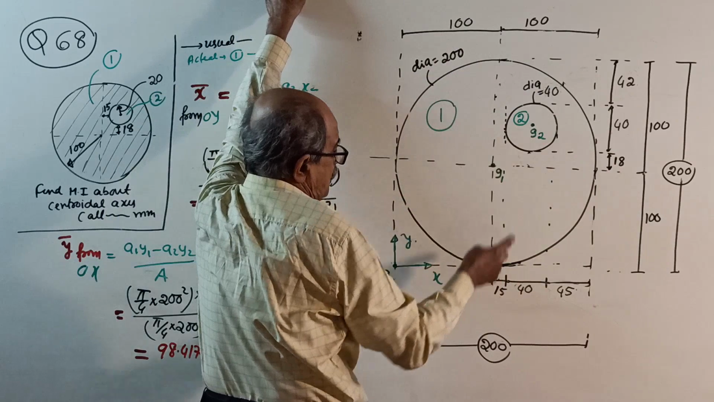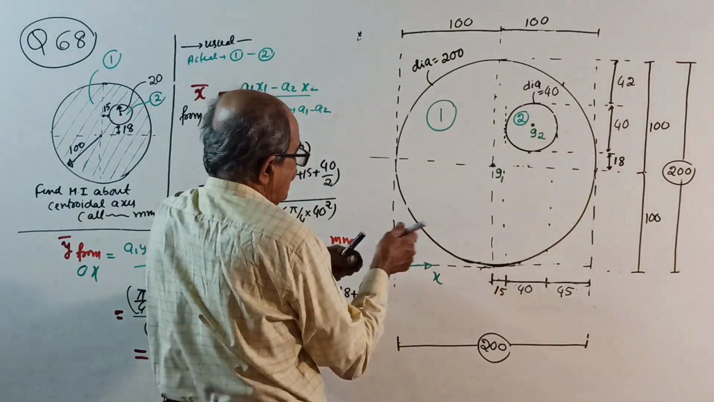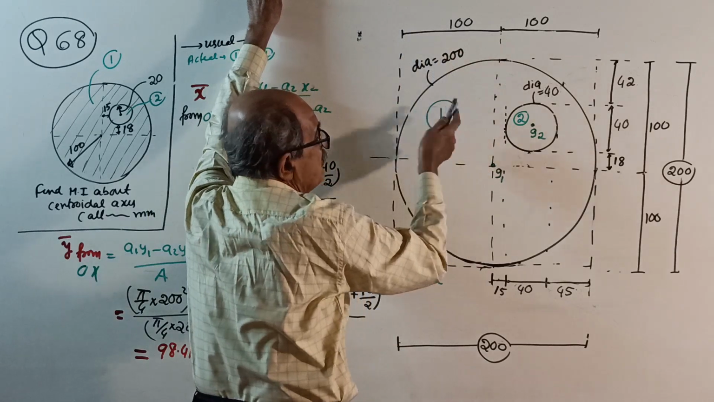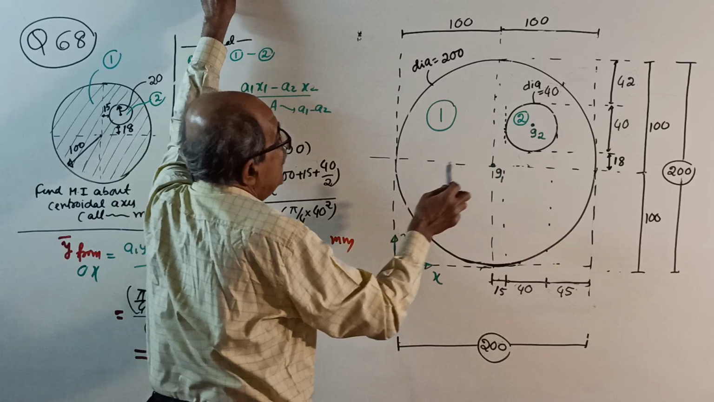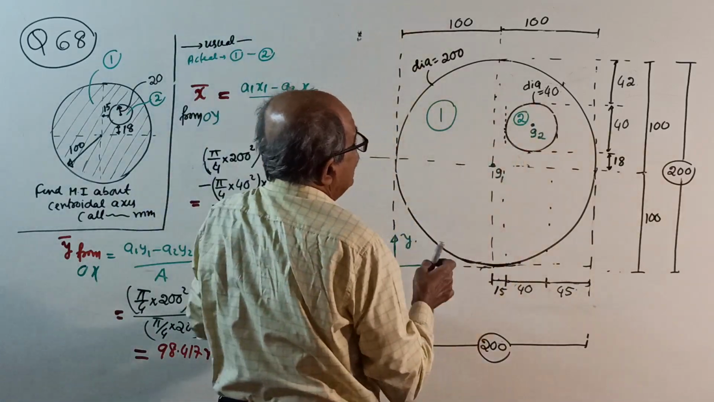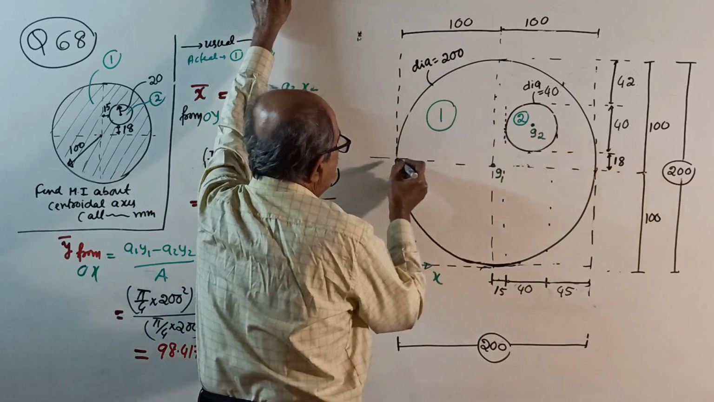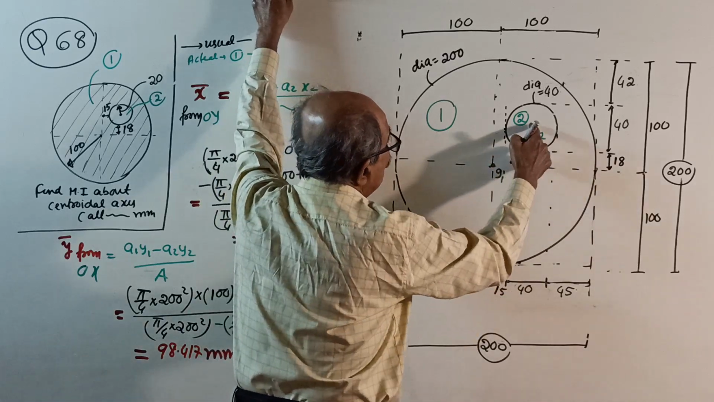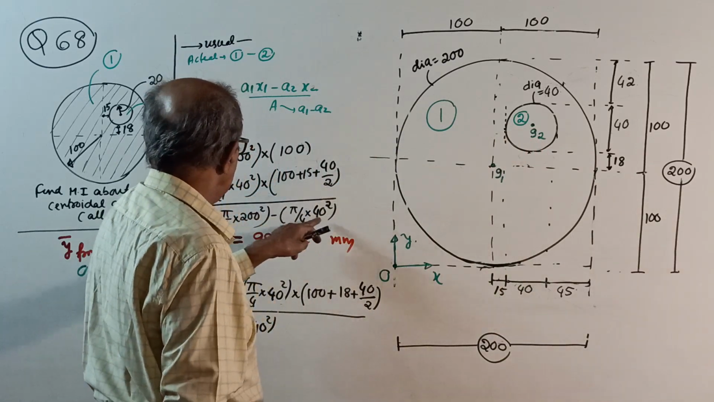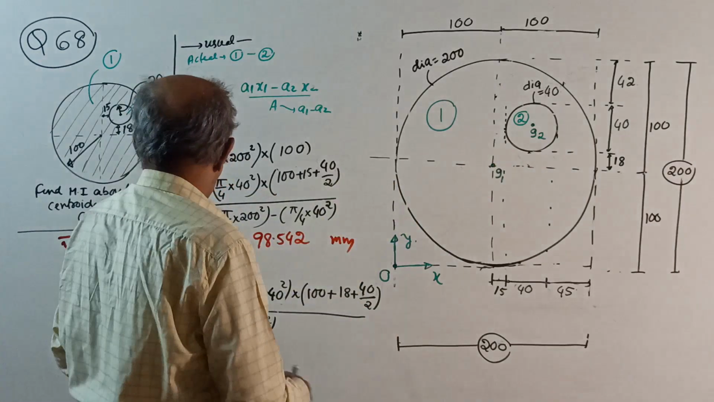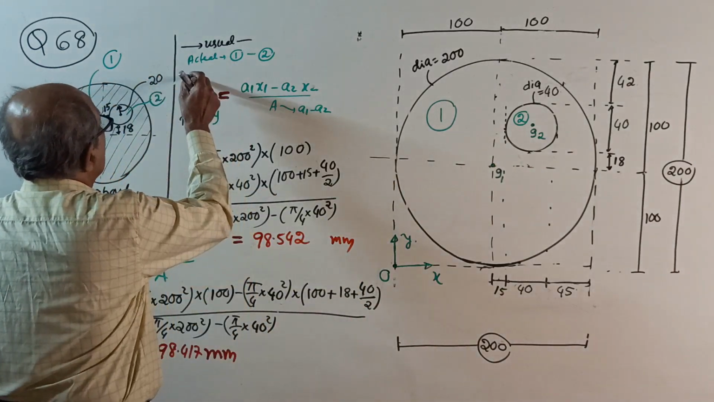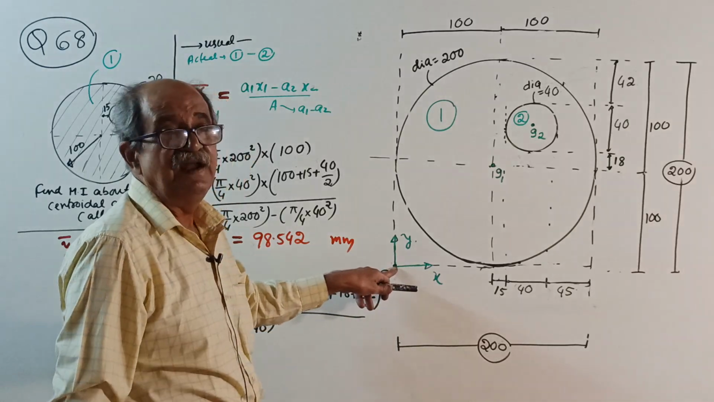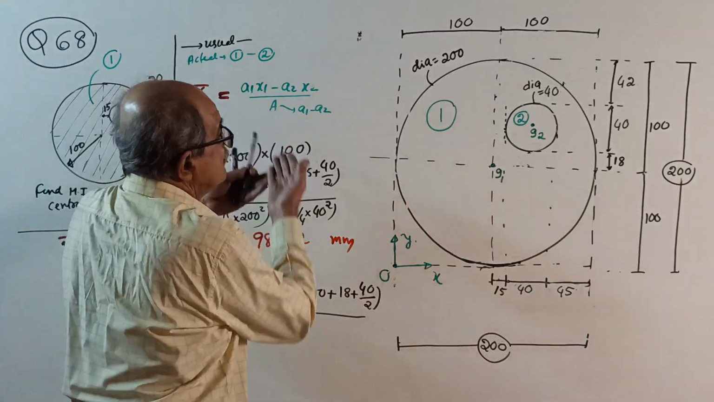x bar: A1, full area, pi by 4 of 200 squared, into x1, its centroid is exactly 100, or 200 by 2, minus a2, pi by 4 of 40 squared, into x2, its centroid from here is 100 plus 15 plus half of 40, divided by a1 minus a2, you get x bar this way. I won't waste time writing every time. Before y bar, consider reference axes OX, OY here.